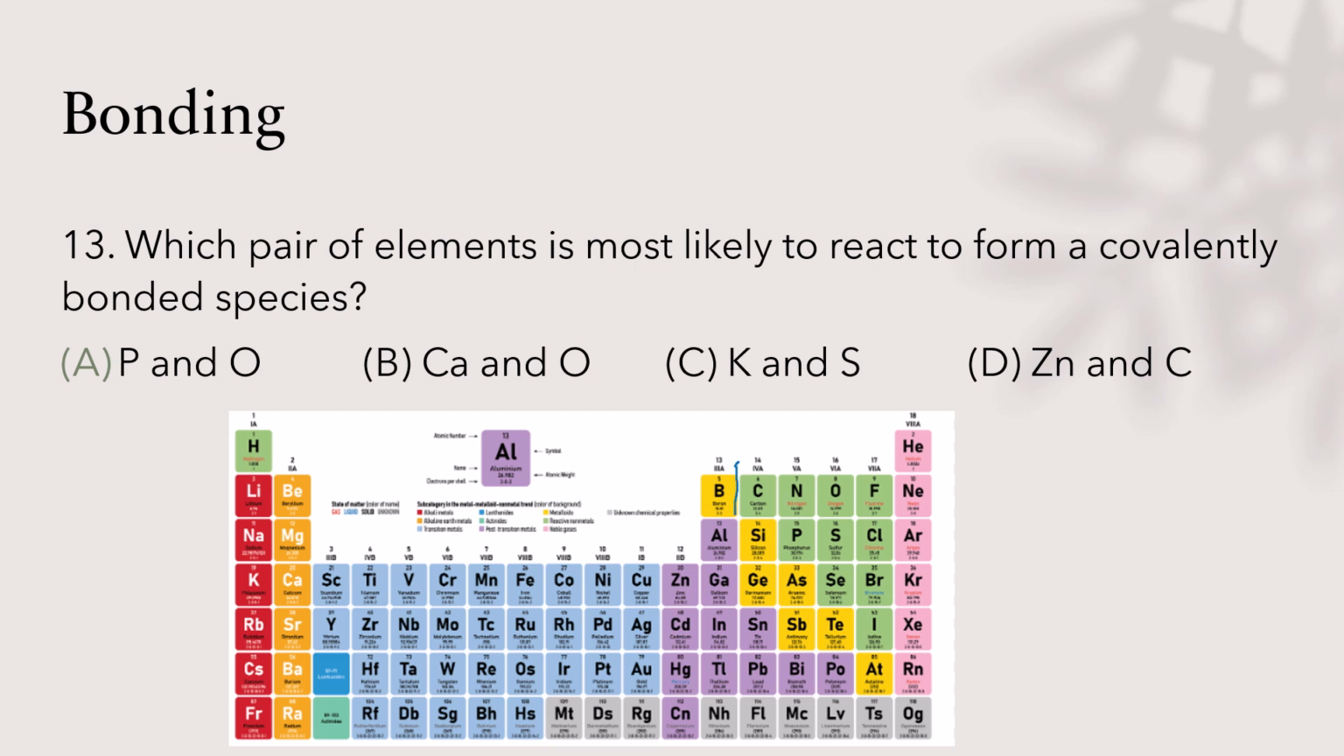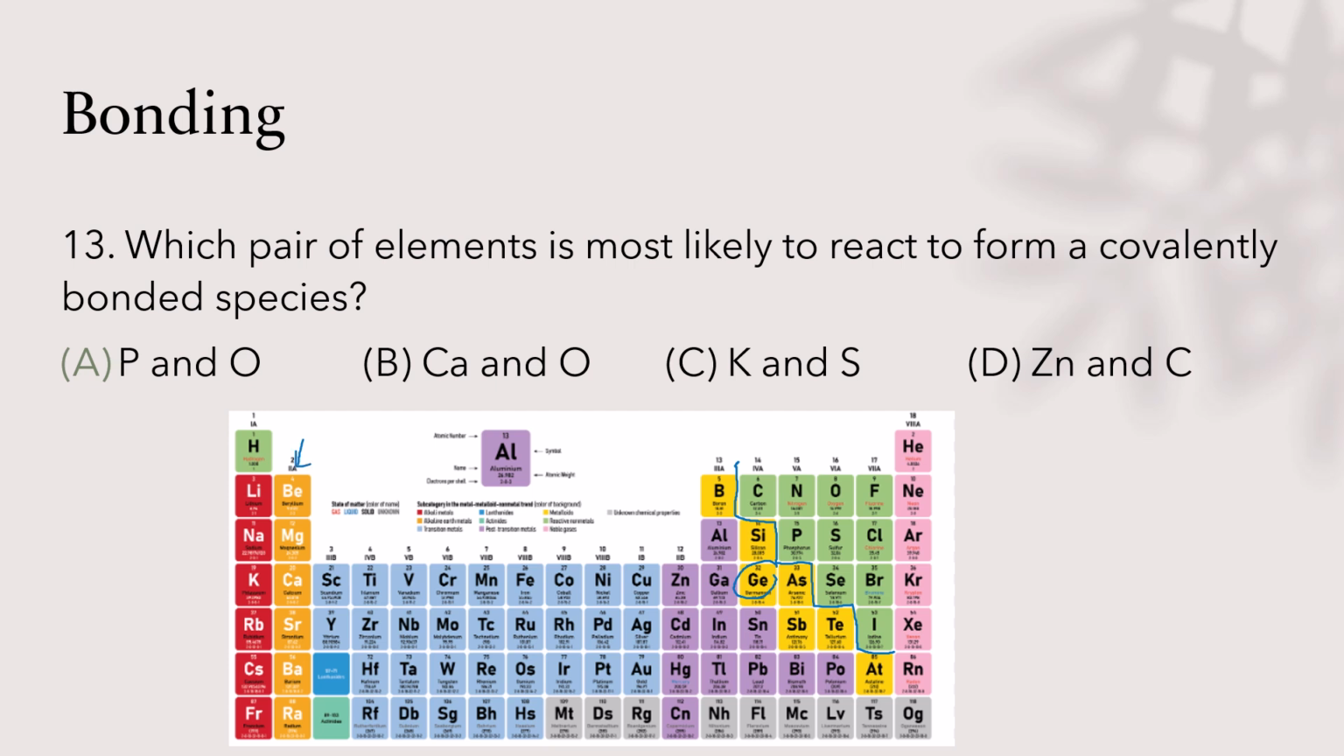So the nonmetals are the ones in green here. The yellow ones are the semimetals. So we're looking for elements that are either yellow or green. And by yellow, I mean this color yellow, not the yellow of the alkaline earth metals over here.